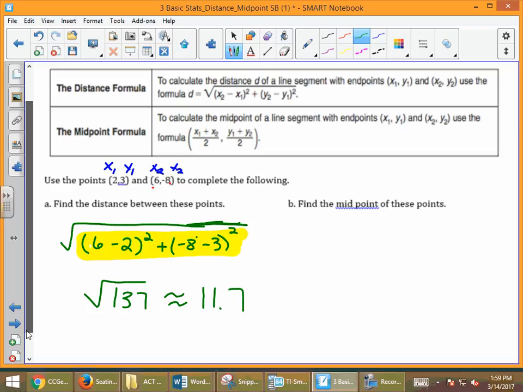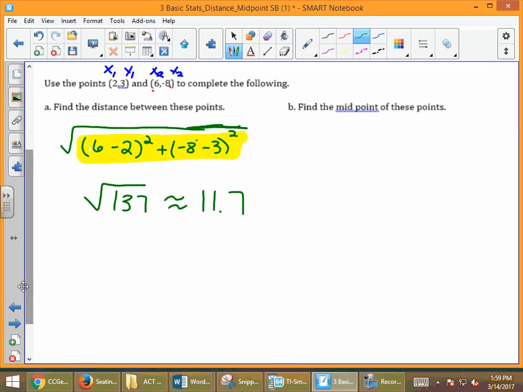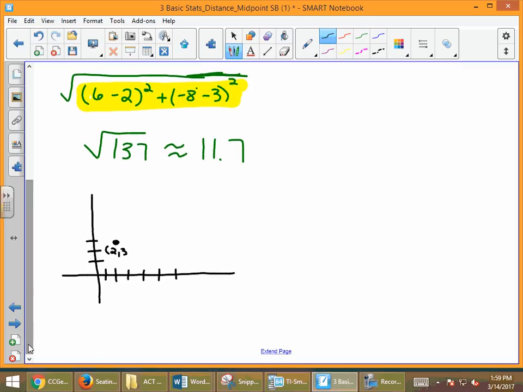Okay? What you can do is you can use the Pythagorean theorem. This is how I taught distance. I think other teachers teach distance in geometry. So you're going to make your own little grid and plot the points. So here's 2, 3, and then we're going to plot 1, 2, 3, 4, 5, 6, negative 8.